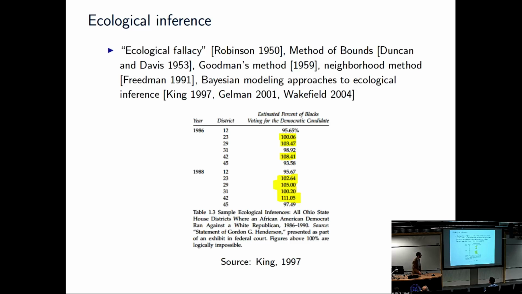But look at this. This is a statement of Gordon G. Henderson, presented as part of an exhibit in U.S. federal court. All Ohio State House districts where an African-American Democrat ran against a white Republican, 1986 to 1990. And then what do they estimate in each of these districts? Percent of blacks voting for the Democratic candidate.